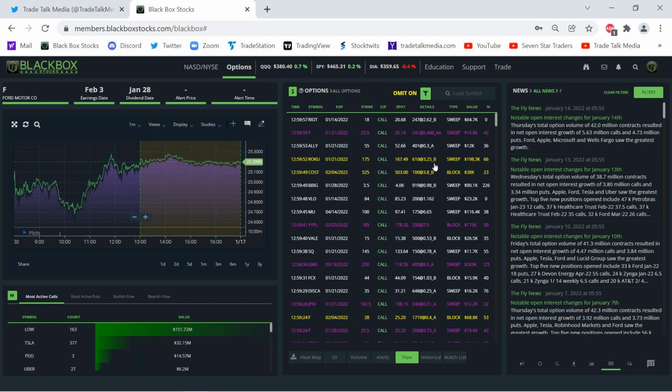It says B. So this filled on the bid. What does that mean? This is likely a closing position. Yeah, don't buy that. Don't rush into stuff like this. So again, this system is telling us a lot of information.